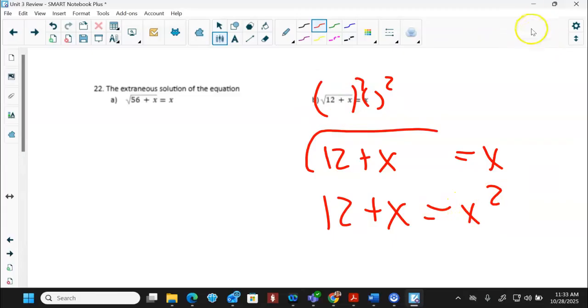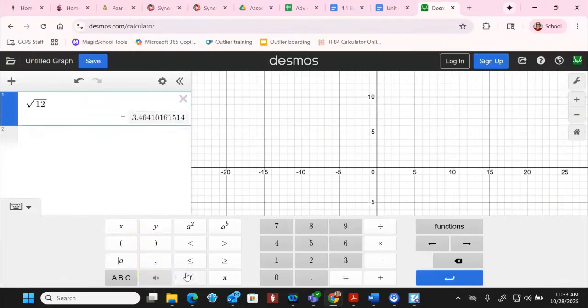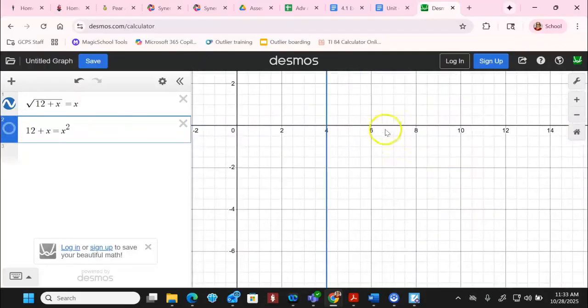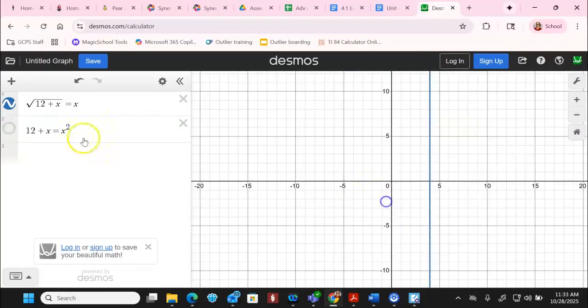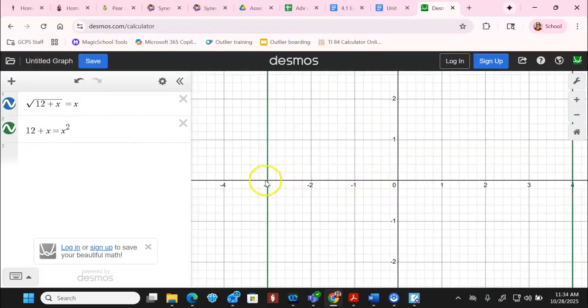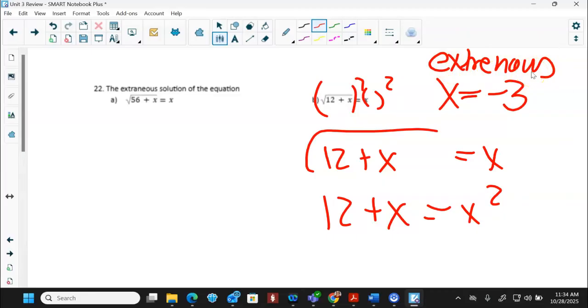And I'm going to see which one is not the one that works. So here, it's going to be 12 plus x equals x, and then here, it's going to be 12 plus x equals x squared, because I got rid of that radical. So now again, as you see, the blue one, the correct answer, is 4, okay? And then the other answer, because the 4 covers, is -3. So x equals -3 is your extraneous solution. Okay. Now we can also go ahead and try to solve it.